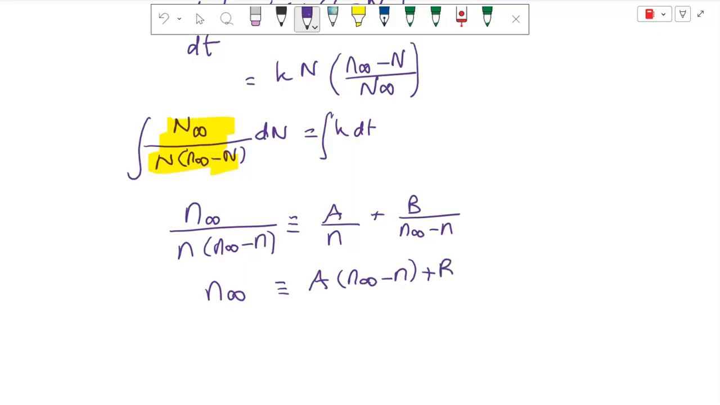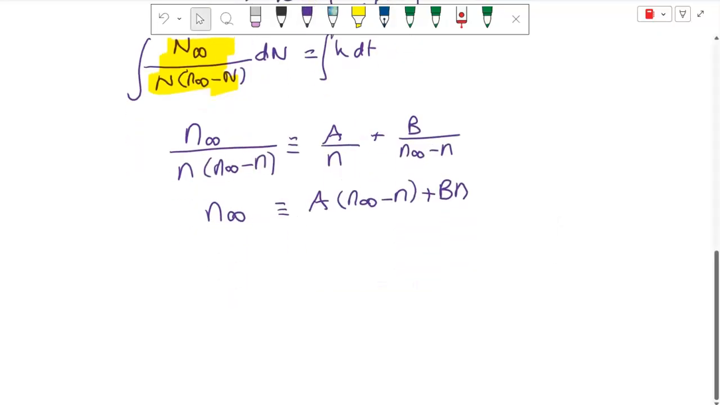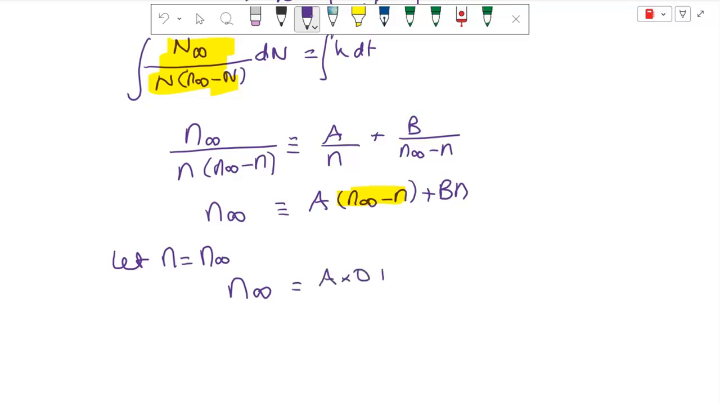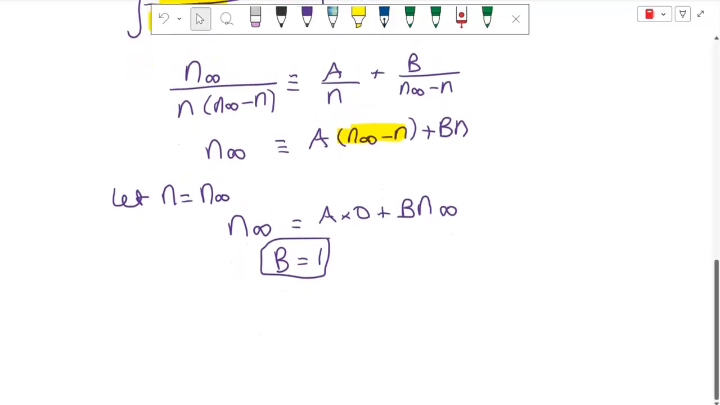So this, by this stage of the year, guys, this should be feeling really easy. If it's not, go do some partial fractions work or just some revision. And now we're going to substitute in let N equal N infinity, because that's going to let me zero out this factor. So now we have N infinity is equal to A times 0 plus B times N infinity. That means that B has to equal 1.